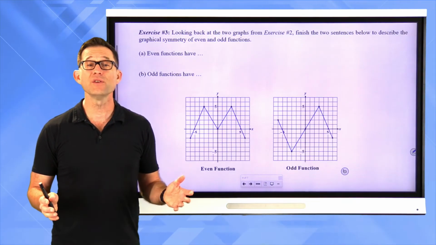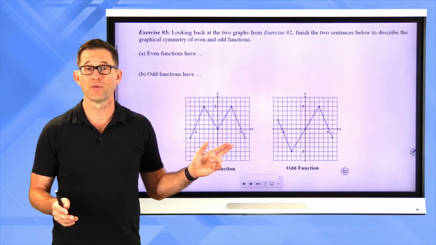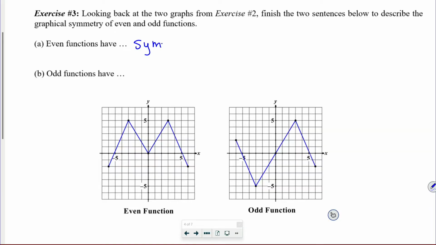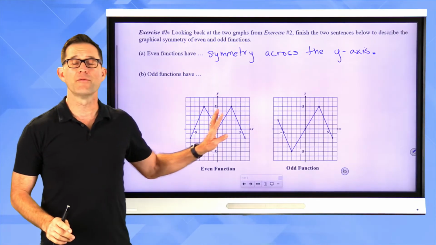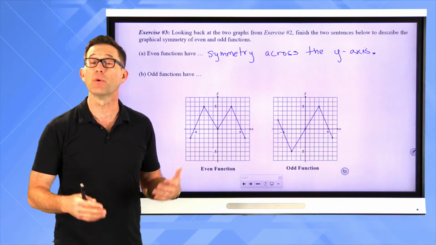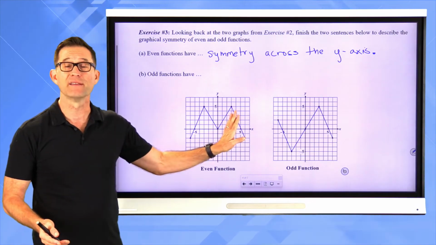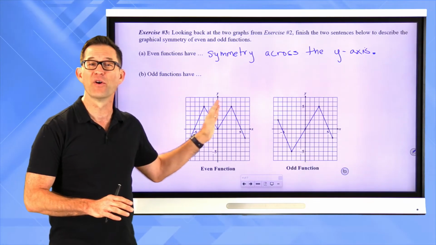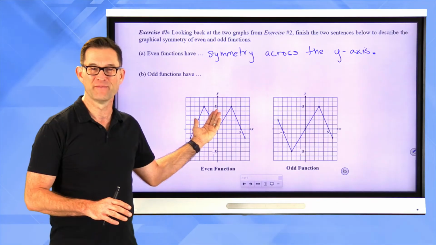All right, well, the easy one should be the even function, right? So even functions have symmetry across the y-axis. All right. In other words, I could flip this entire graph across the y-axis and it would get mapped to itself. It would land on itself. Or I could sort of fold the right half over and it would just land on the left half.